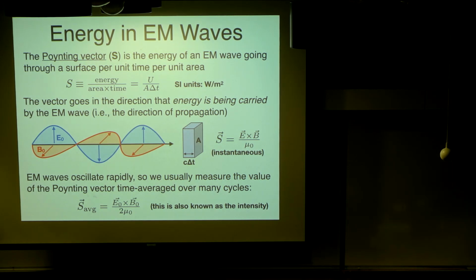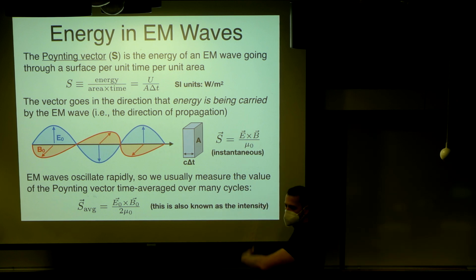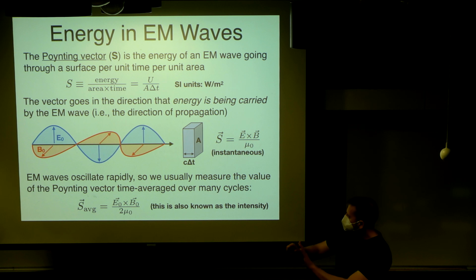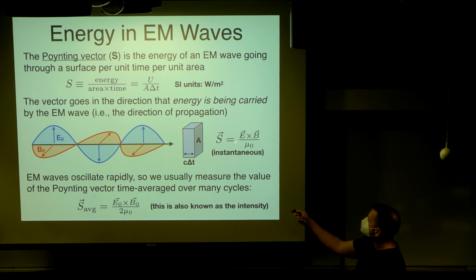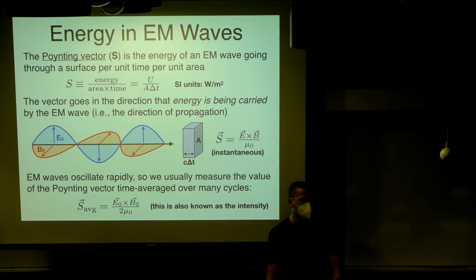Just to recap, we have this thing called the Poynting vector. It tells us how many watts per square meter are going through some kind of surface when an EM wave hits it. The instantaneous value is given by E crossed with B over mu naught. Remember, this is a vector, it has a direction. What I derived is the magnitude of it. To get the direction, you have to consider this to be a cross product of E and B.